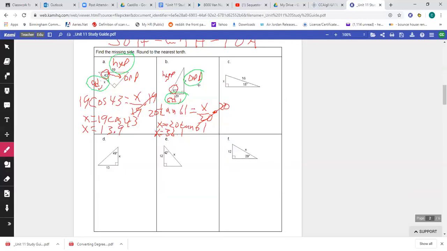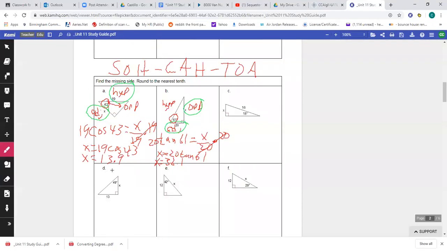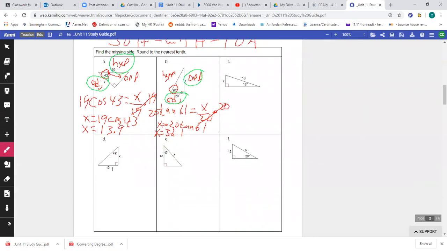Now, it is going to be timed, but I just don't know the timing yet. So I'm actually going to skip C because it's kind of similar to these. But now I want to show you that you could have the variable on the bottom. I want to do a couple of problems with the variable on the bottom. So let's look at letter D.